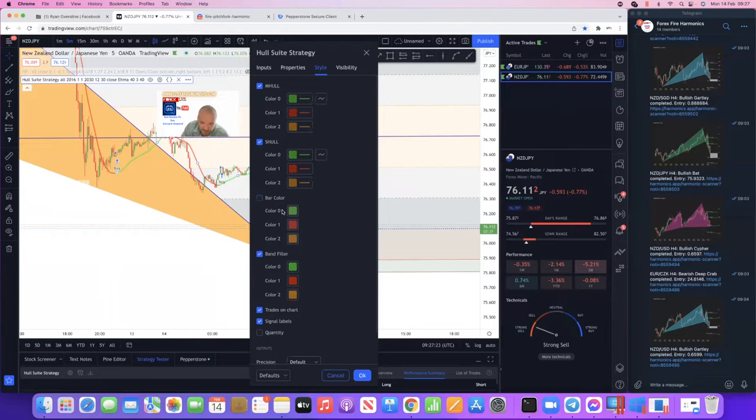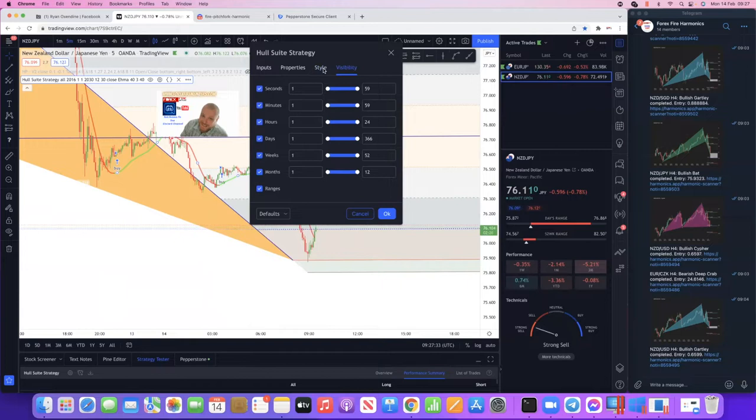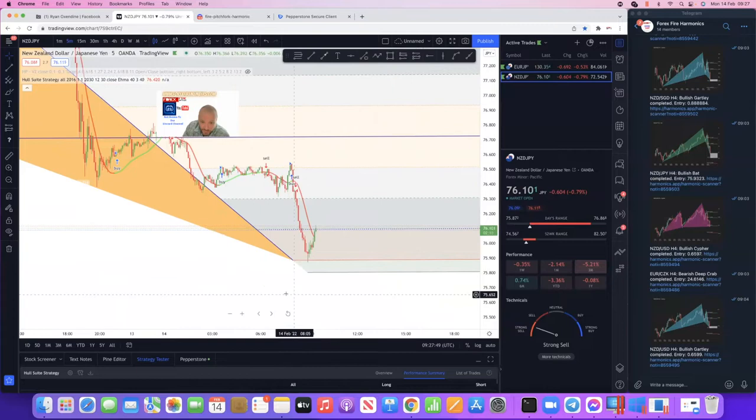From there, just take a screenshot. You've got the bar color off and the quantity off on this side. Visibility, you just leave that as is, okay? Now, when you get all of those done, just go to defaults and then save as your default. So that'll save it every time that you go on the chart and you highlight the whole strategy onto your chart system, okay? So from there, it's going to be as simple as let the price play out.